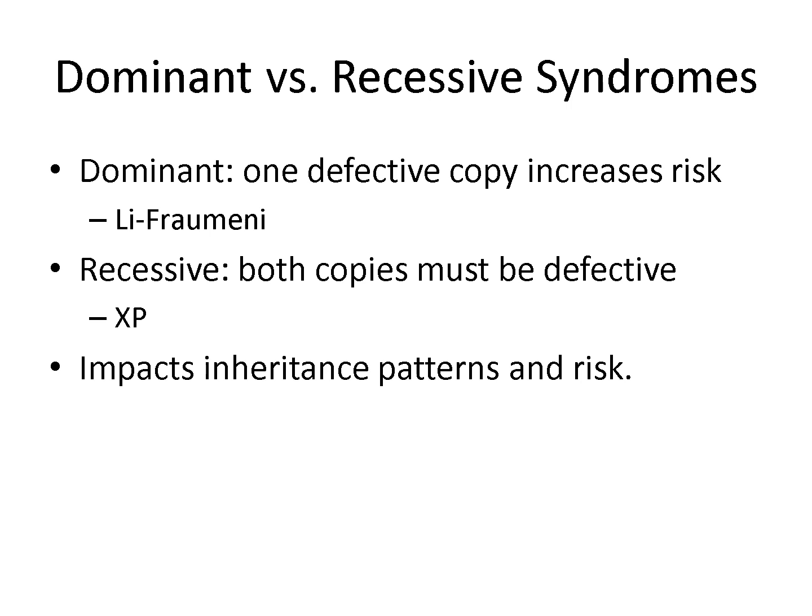Hereditary cancer syndromes can follow either dominant or recessive inheritance patterns. Dominant syndromes, like Li-Fraumeni or HNPCC, require only one mutated gene copy to increase risk. Recessive syndromes, like XP, require both gene copies to be mutated. This distinction affects how the conditions are inherited and who in the family may be at risk. Accurate diagnosis and genetic counseling depend on understanding these patterns.